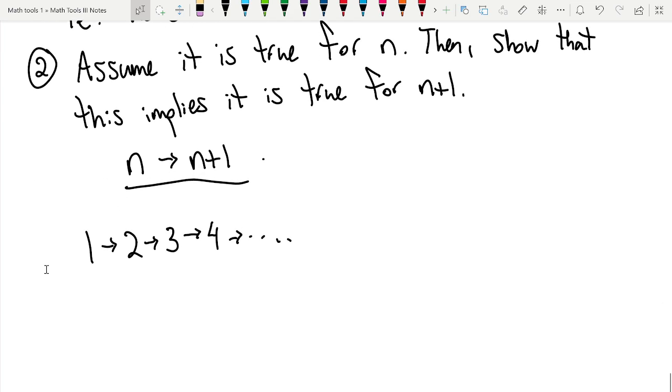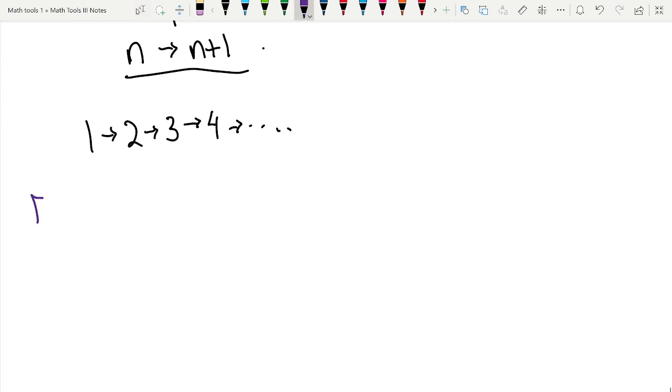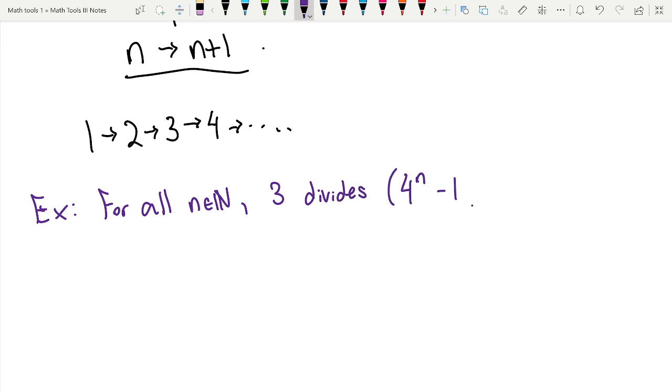Okay. So let's look at an example of where this would come into play and how this would actually look in action. So let's say that we want to show that for all n in N, 3 divides 4 to the n minus 1. Okay. So what we'd do here is first we'd prove the base case. The base case here would just be n equals 1, because we want to show that it's true for all n in the natural numbers. So we need to show it's true for the smallest one. Okay.